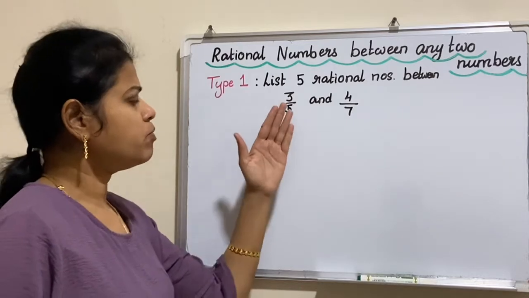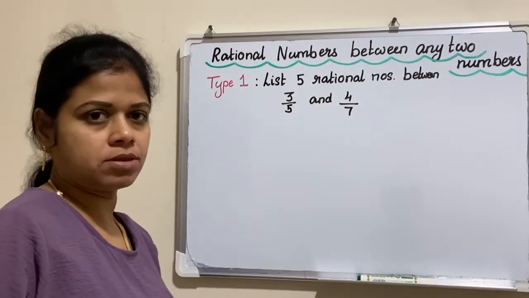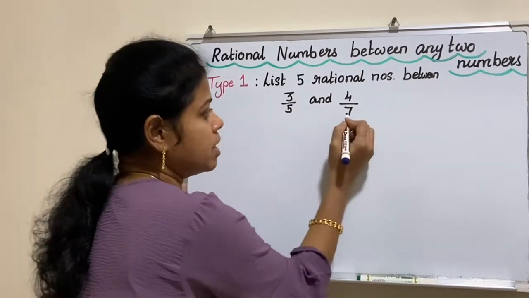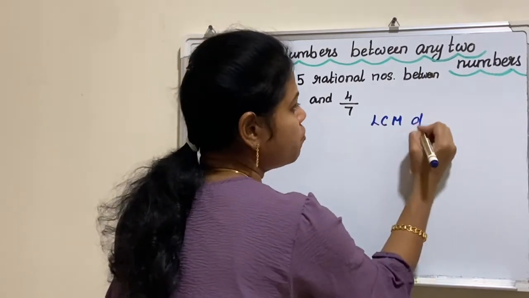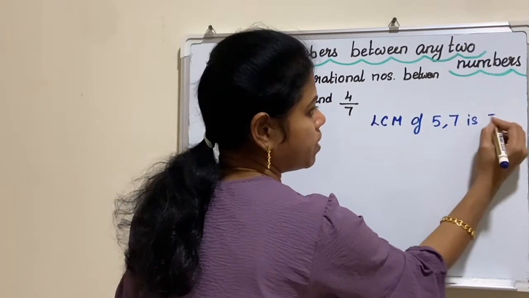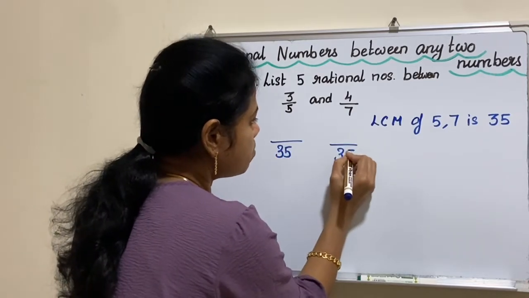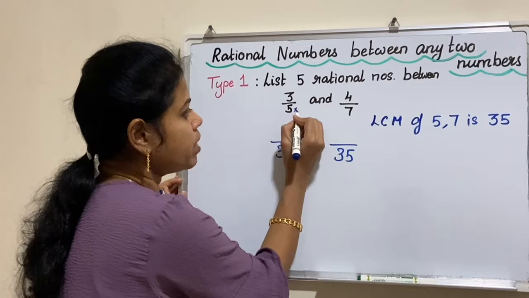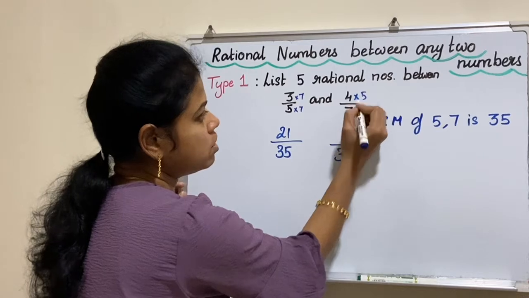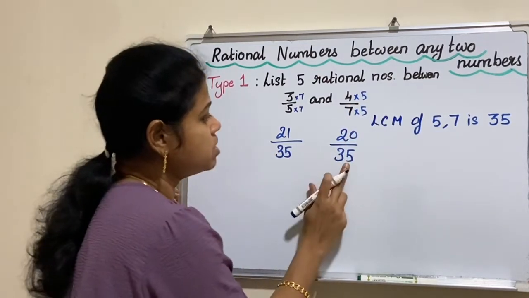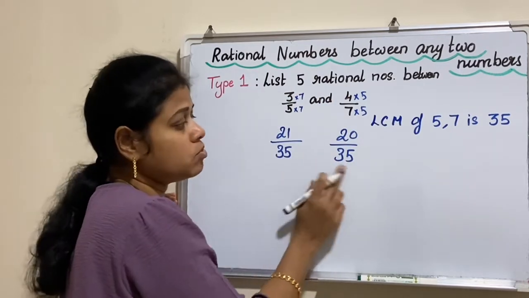The next example, between 3 upon 5 and 4 upon 7, you have to list out 5 rational numbers. For that, first step, take the LCM of the denominators and make the denominators of the fractions the same. So here the LCM of 5 and 7 is 35. If you make the denominator 35, here 5 sevens are 35, 3 sevens are 21, and 7 fives are 35, so 4 fives are 20. In between these two numbers, can you list out 5 rational numbers? Is it possible? No, it's not possible.